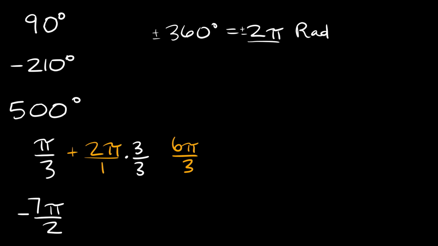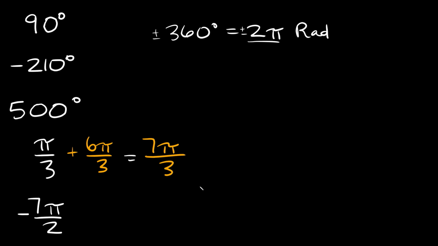Okay, so now we can add these two, right? So now we have pi over 3 plus 6 pi over 3. And now we can just add those straight across, right? So pi plus 6 pi, that's like 1 plus 6, right? So that's equal to 7 pi. And they still have the same denominator right there, all right? So a positive coterminal angle, in this case, would be 7 pi over 3, right?